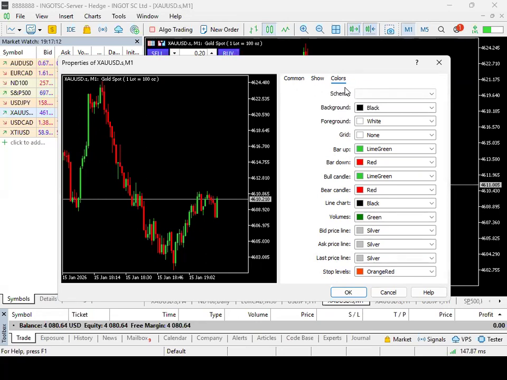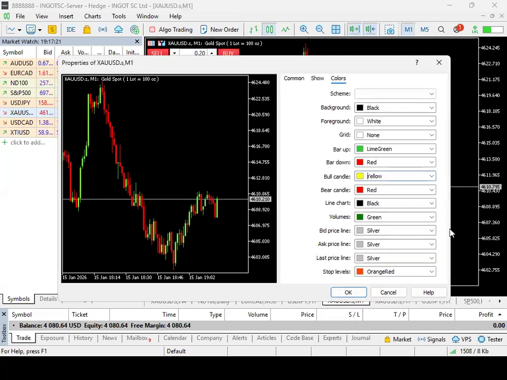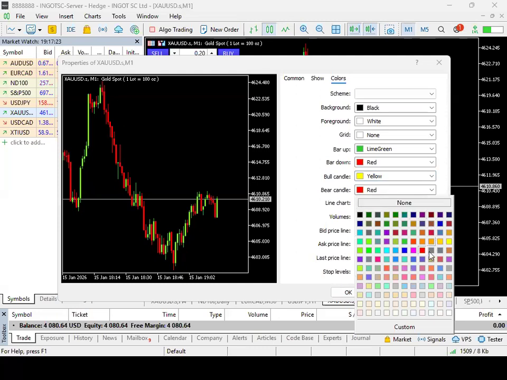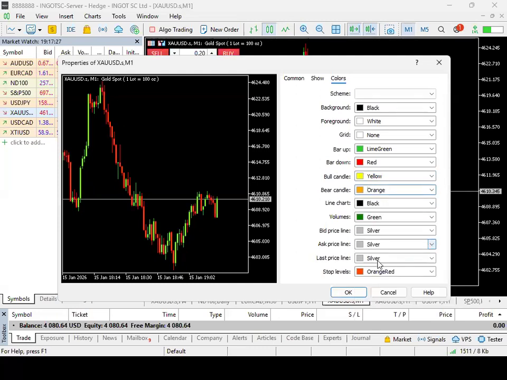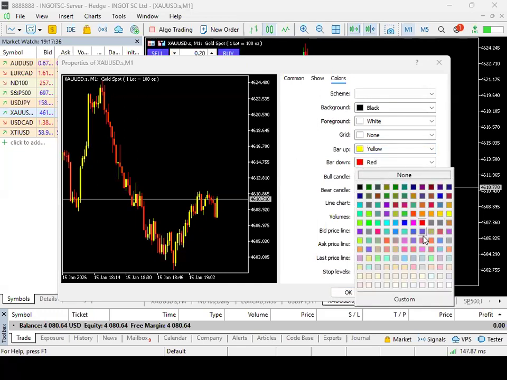We use orange. Okay, yellow and orange. All right. So I will come here and choose the bull candle. I want the bull candle to be yellow and I want the bear candle to be orange. Where is orange? Yep, there we go. Like that. Okay.